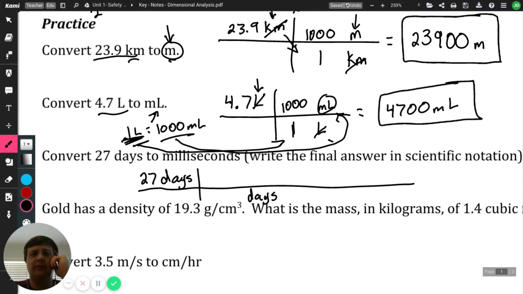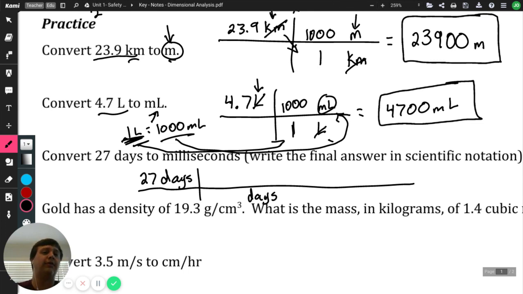So now let's think about this. Do I know of a conversion to go from days into milliseconds? No, I don't. I don't know that off the top of my head. So let's think smaller. Well, actually bigger, right? Because we're going smaller, right? So let's think, what's next?